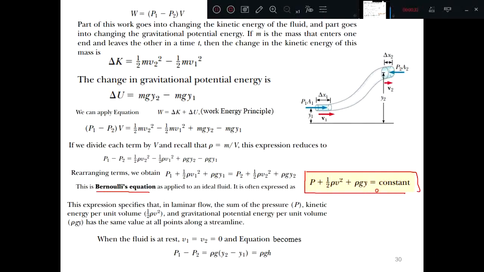So what does it mean? In a fluid under a streamline flow, the total energy at every point remains constant. The total energy consists of pressure energy, kinetic energy and gravitational potential energy. The sum of these three energies is constant for a streamline flow. This is the equation given by Bernoulli, a Swiss physicist.